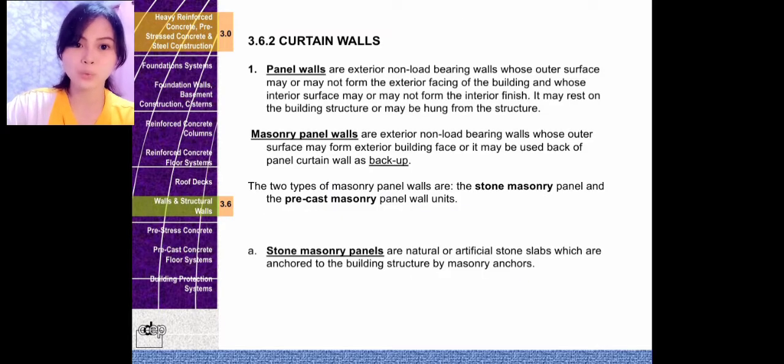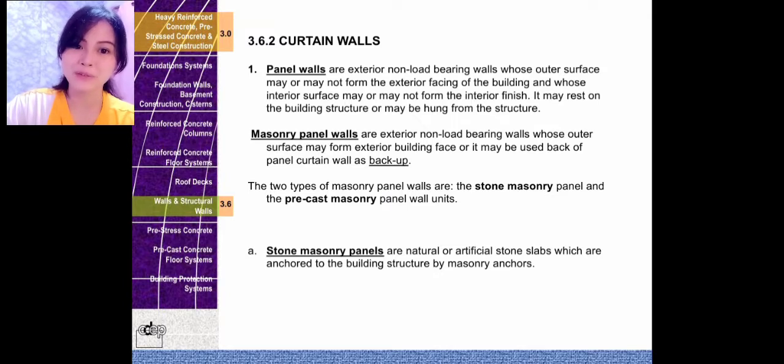Next are panel walls. Panel walls are exterior, non-load-bearing walls whose outer surface may or may not form the exterior facing of the building and whose interior surface may or may not form the interior finish. It may rest on the building structure or may be hung from the structure. Masonry panel walls are exterior, non-load-bearing walls whose outer surface may form the exterior building face, or it may be used as the back of a panel curtain wall as backup.